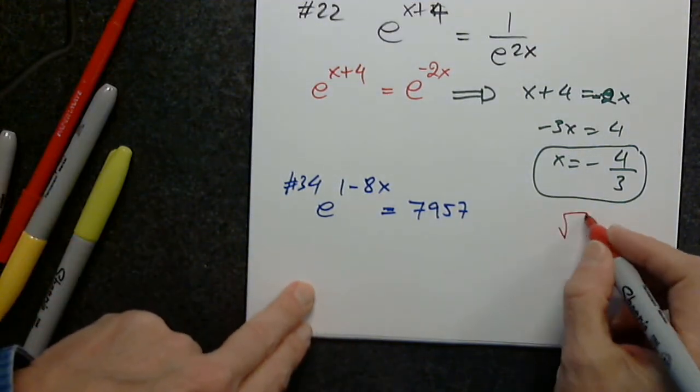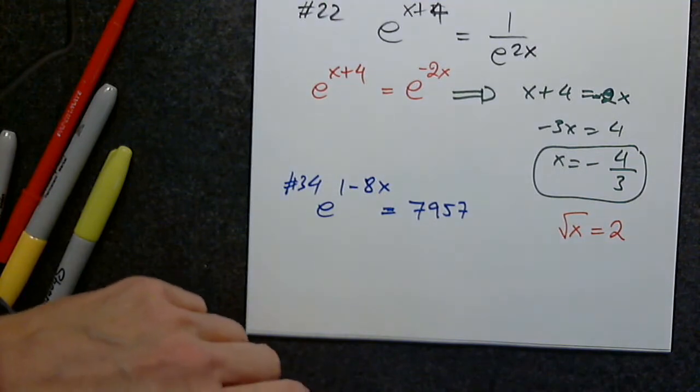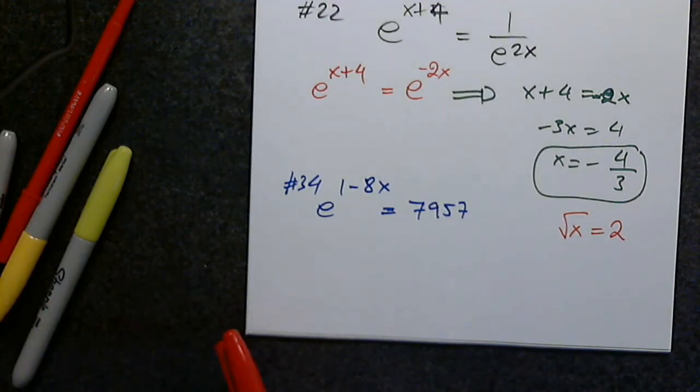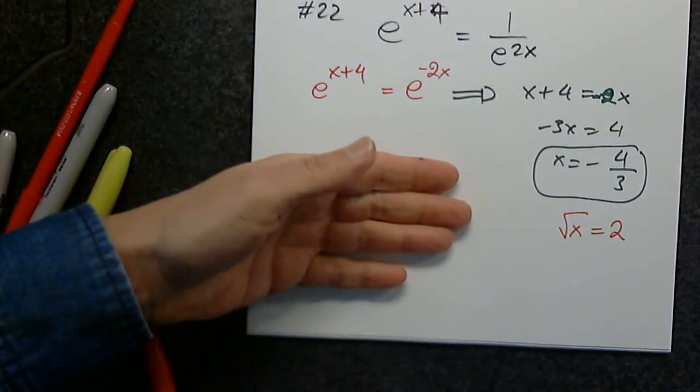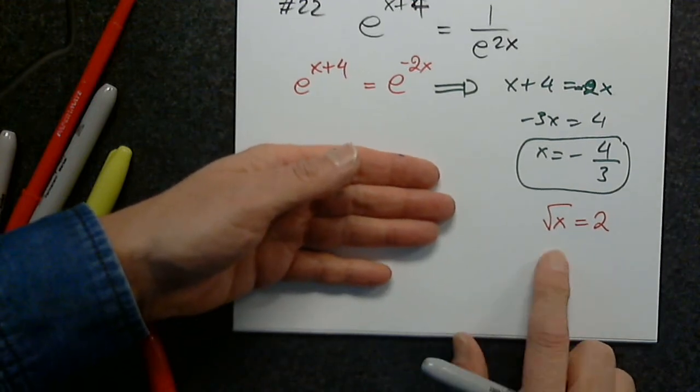When we solve this equation, the square root of x equals 2, what did we do? It was a radical equation, correct? How did we solve this? What did we do? How do I solve the square root of x equals 2? We're talking about this one for a moment. How do I solve this?